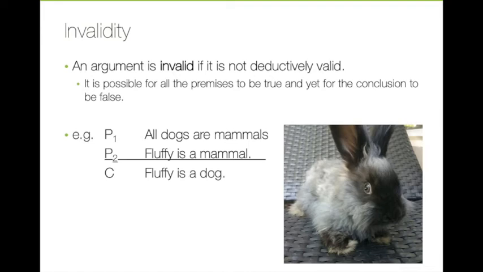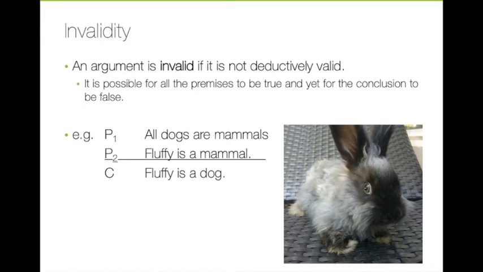Now here's how we can show that this argument is invalid, informally. We've got Fluffy on the right here. Fluffy is a mammal, so that makes that second premise true. And you should all know, it's true that all dogs are mammals. Both of those premises are true. But look at Fluffy again. Fluffy isn't a dog.